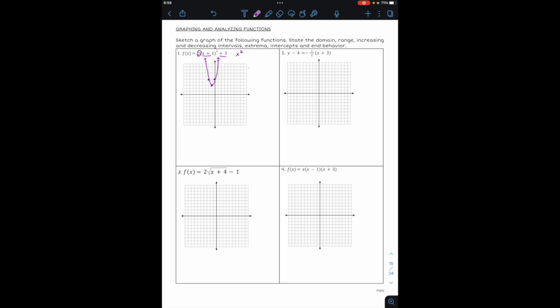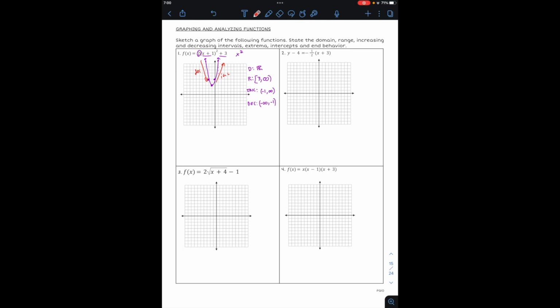Okay, some key features. So our domain is all real numbers. Our range is going to be from the vertex, so 3 inclusive, all the way to infinity. We are increasing after the vertex, so from, sorry, not 3, from -1, the x-coordinate of the vertex, to infinity, we are increasing, and we are decreasing from -infinity to -1. Okay, we are decreasing down this way, increasing this way.